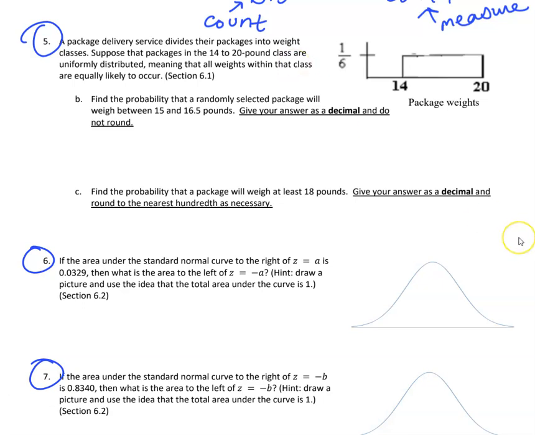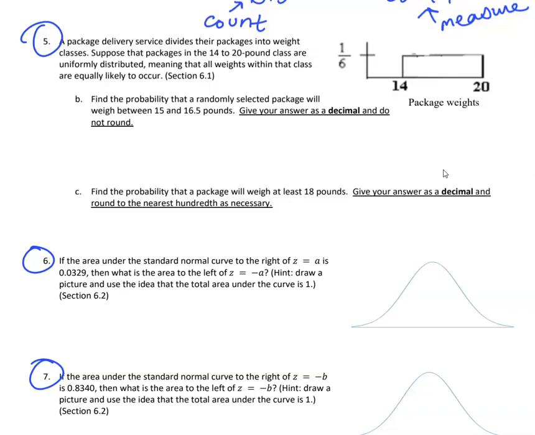All right, so on question number 5, we're looking at the weights of packages that can be anywhere between 14 and 20 pounds. It says a package delivery service divides their packages into weight classes. Suppose that packages in the 14 to 20 pound range are uniformly distributed, and so that means all weights are equally likely to occur. So what we are looking for here, I don't know what happened to part A, but it says find the probability that a randomly selected package will weigh between 15 and 16.5 pounds.